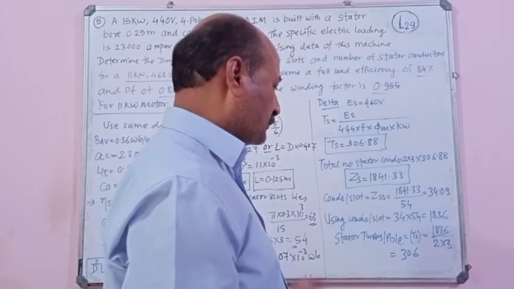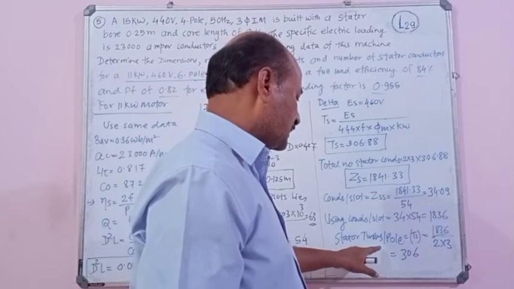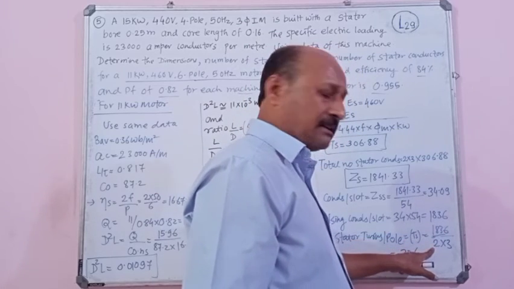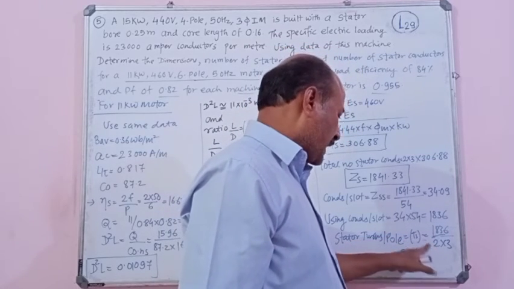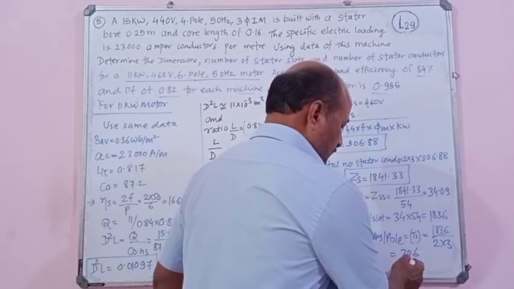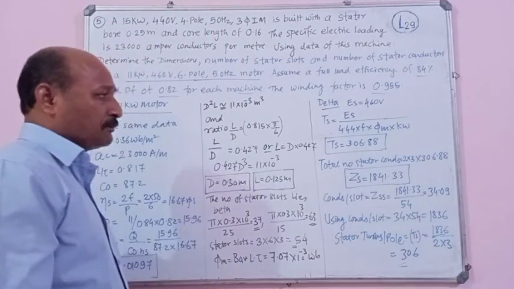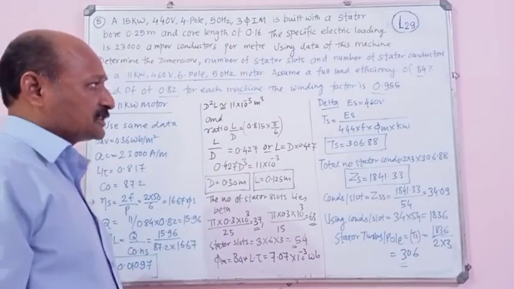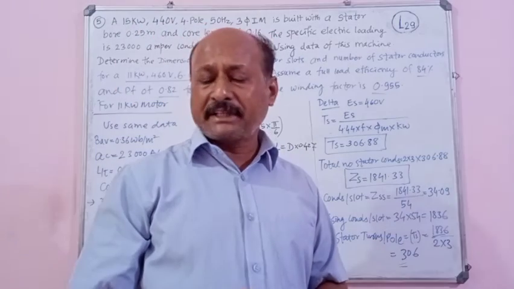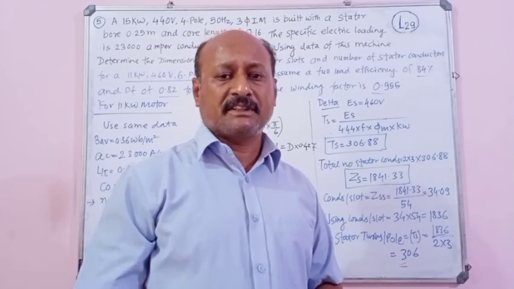Now we have to calculate the number of turns, then total number of stator turns, then per pole. So 1836 divided by 2, that will be the total number of turns, and per phase means dividing by 3, that is 306. So in this way you can calculate the dimensions of the second motor by using the given data of the first motor. So with this numerical, our fourth unit is completed. Now in the next class we are going to start our fifth unit. Thank you class.